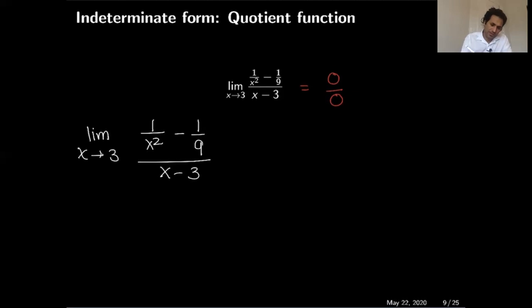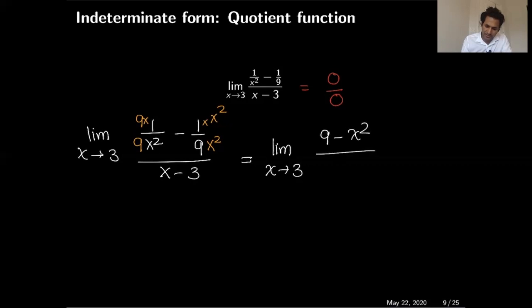In order to get the same denominator, I will multiply this by 9, so I multiply the 9 in the top also. I multiply by x square, so I have to multiply the x square in the top as well. After making the same denominator, I can subtract the top, which is 9 minus x square, over 9x square, the common denominator. Since this is divided by x minus 3, I can multiply by 1 over x minus 3.